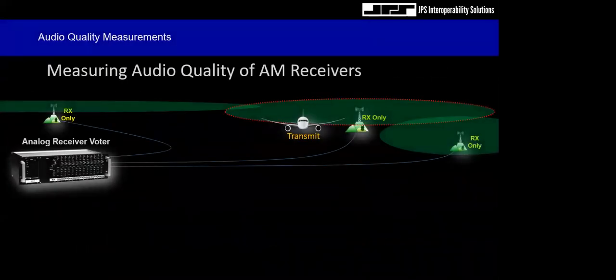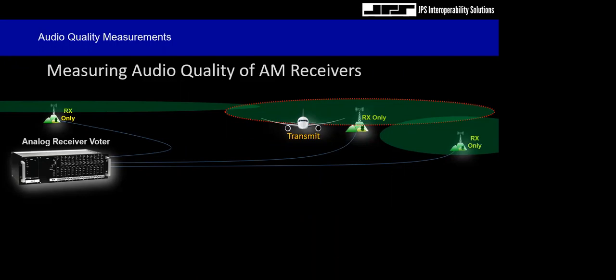All right, so there are other algorithms that receiver voters and comparators will use, and this is primarily for AM communications, amplitude modulation, where the envelope is where our voice energy or information resides, as opposed to FM communications, where it's the instantaneous frequency within that carrier. So I've got another graph here.